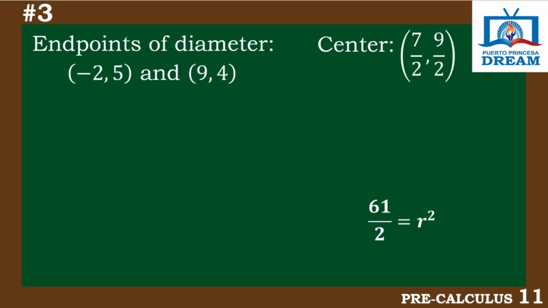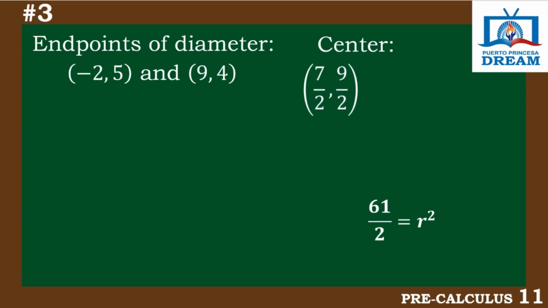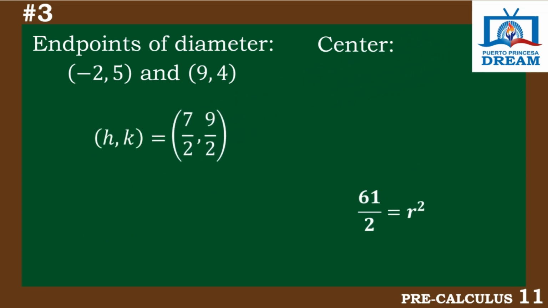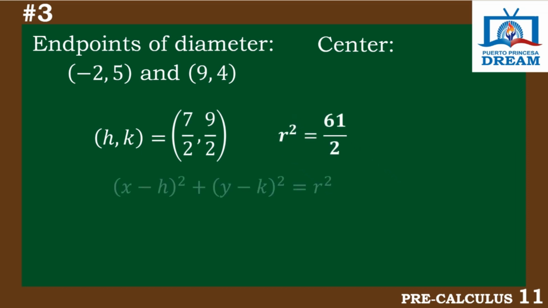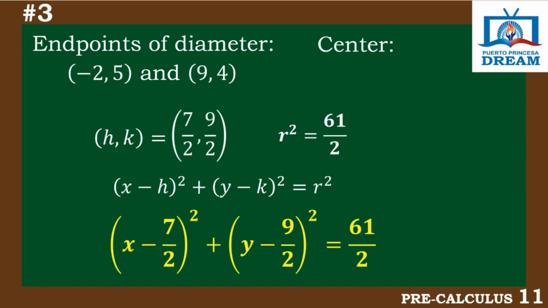Going back to our standard equation, let us use the center, 7 halves, 9 halves, and the computed r squared. Therefore, the equation of the circle is the quantity x minus 7 over 2 squared, plus the quantity y minus 9 over 2 squared, equals 61 over 2.